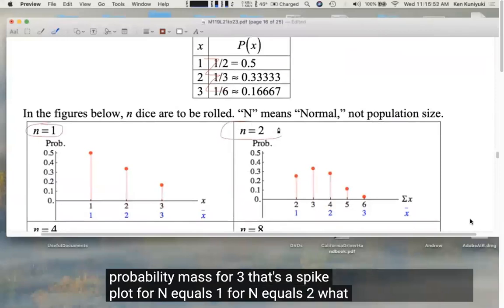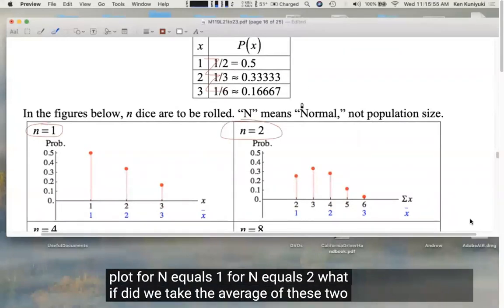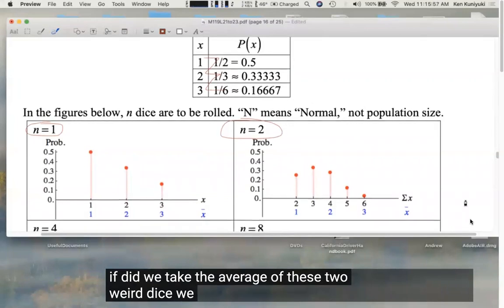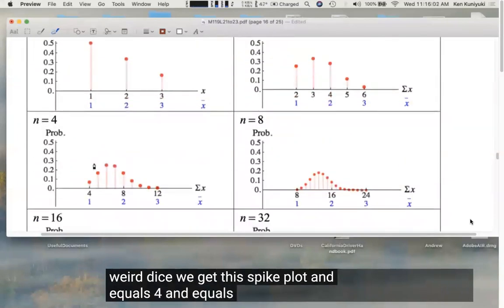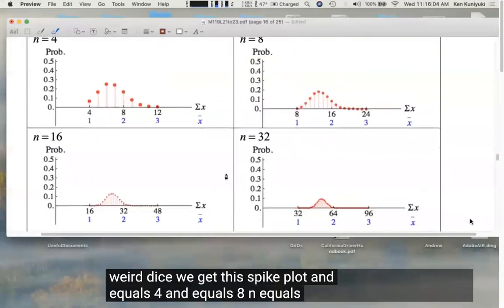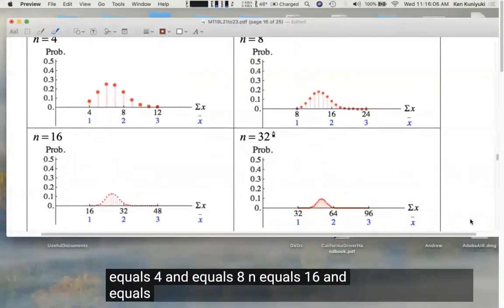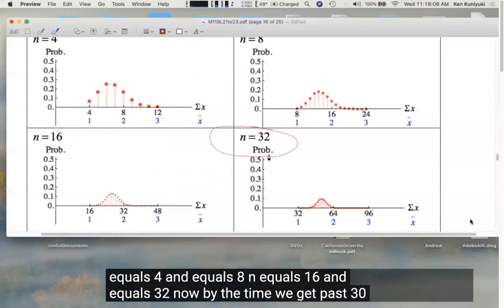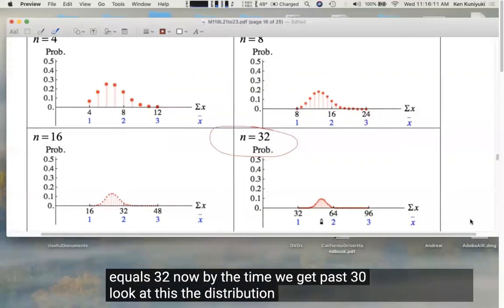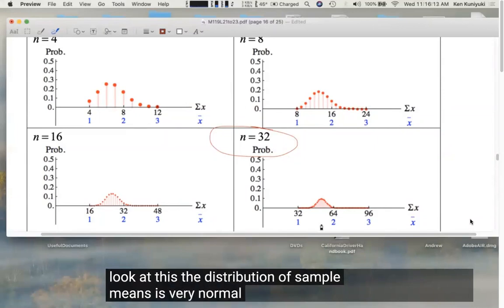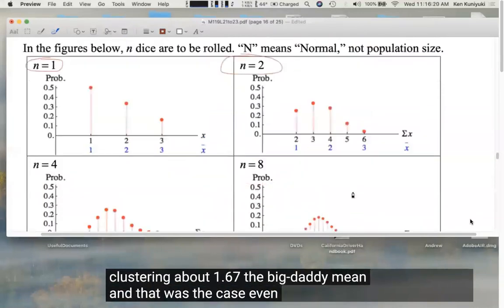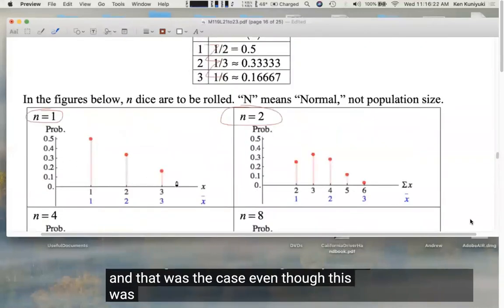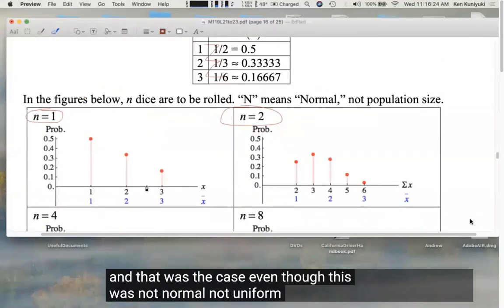For n equals 2, what if we take the average of these 2 weird dice? We get this spike plot. N equals 4, n equals 8, n equals 16, n equals 32. Now, by the time we get past 30, look at this. The distribution of sample means is very normal, and there's a tight clustering about 1.67, the Big Daddy mean. And that was the case even though this was not normal, not uniform.